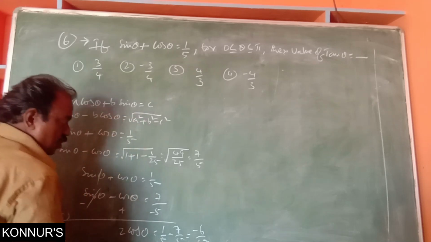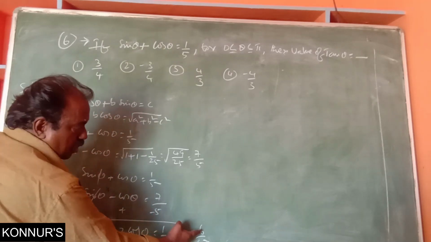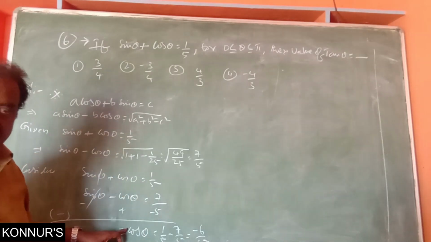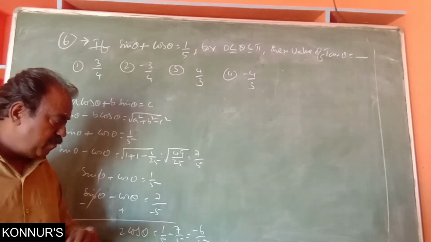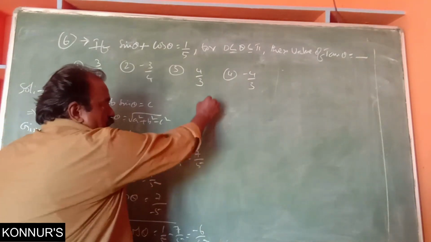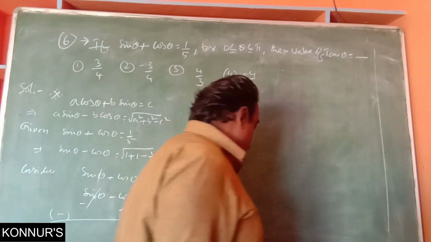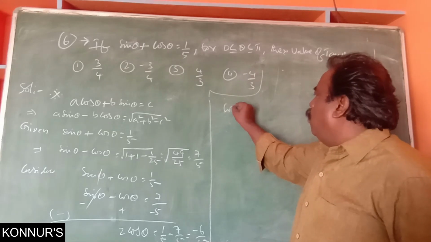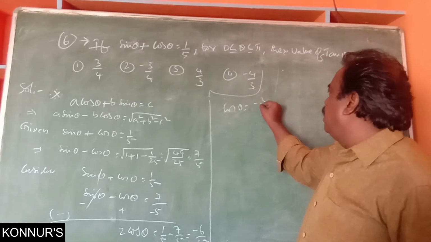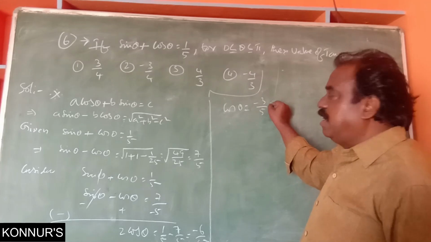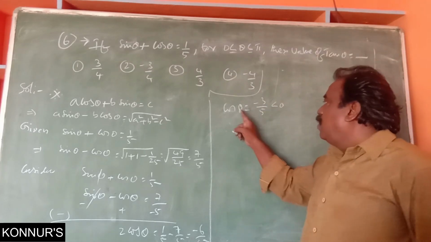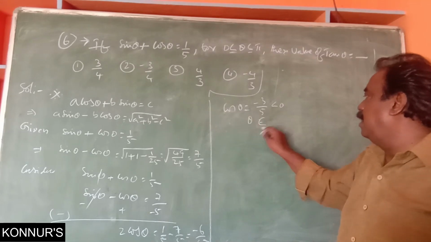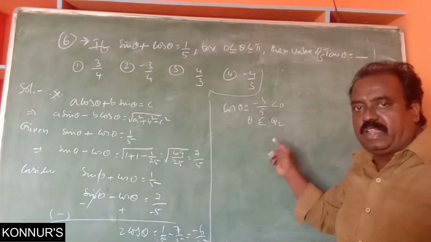So 2 cos theta value is minus 6 by 5. Then cos theta value is minus 3 by 5. You will agree? Okay. Please try to understand. At last we get cos theta is minus 3 by 5, which is negative, less than 0. Cos is negative, then theta is in the second quadrant.